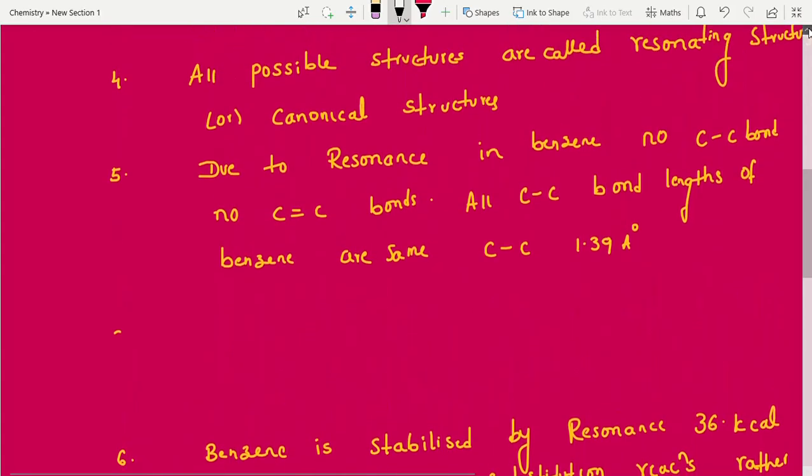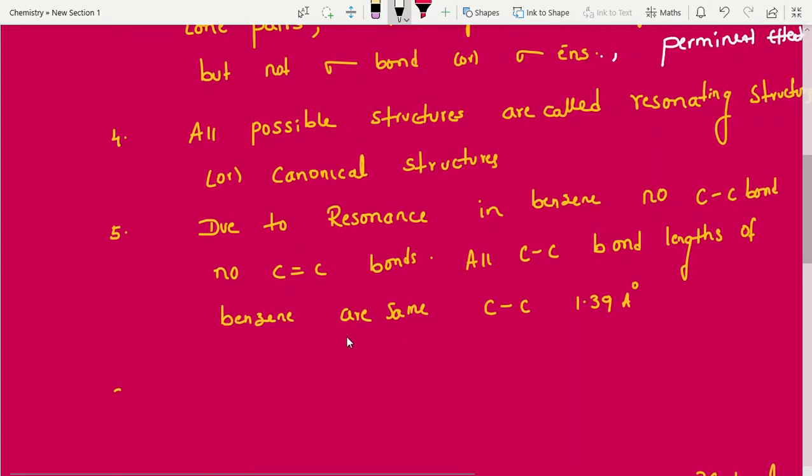Yes, this is the most important point. Due to resonance in benzene, there are no separate C-C single bonds and C=C double bonds. All C-C bond lengths are equal.